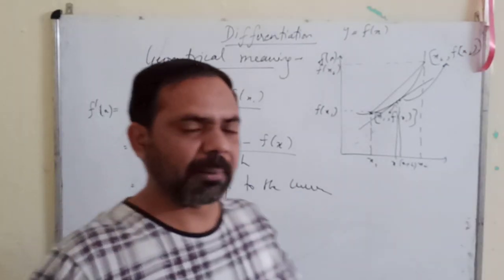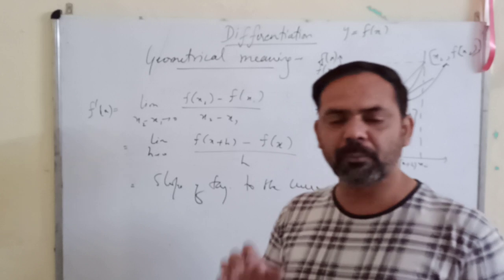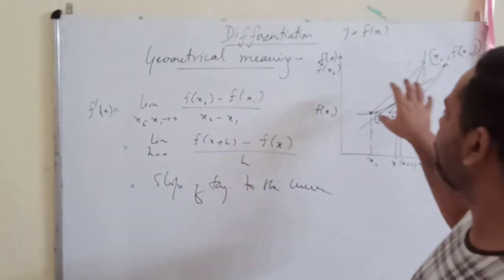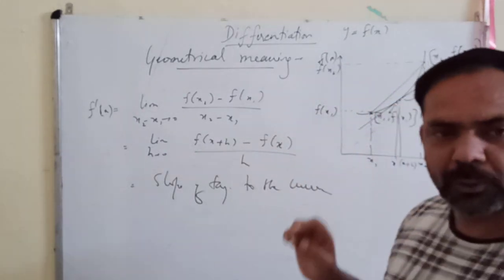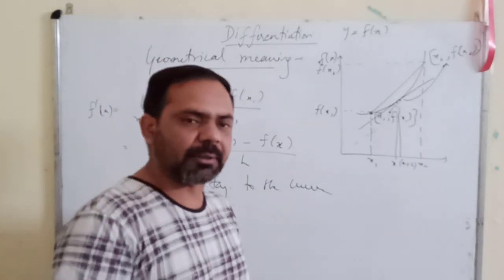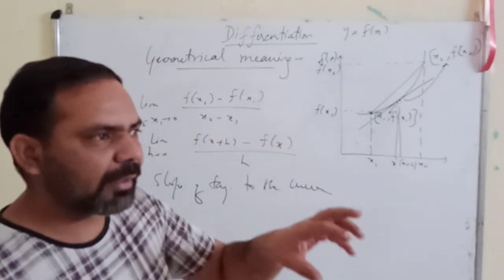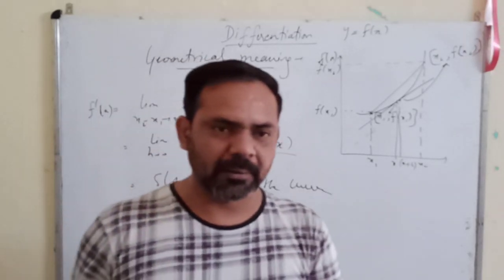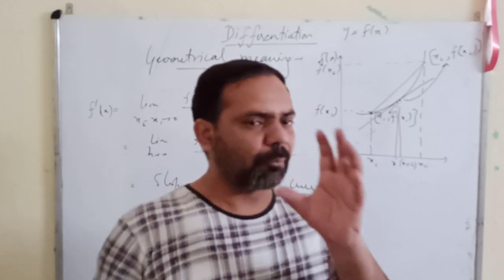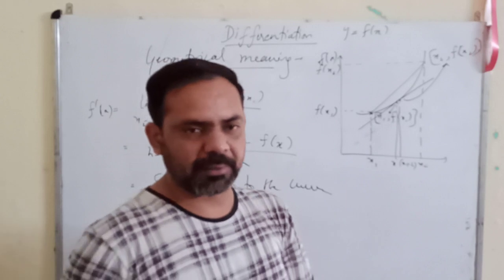So now I am coming back to my point, the important point. Geometrically, what does it mean? If you want to find the average value, you will have to find the slope of the chord. Slope of the chord means the average value, and slope of the tangent means the derivative of the function. So finding the derivative means nothing but finding the slope of the tangent to the curve, at that particular point where you are finding the derivative.